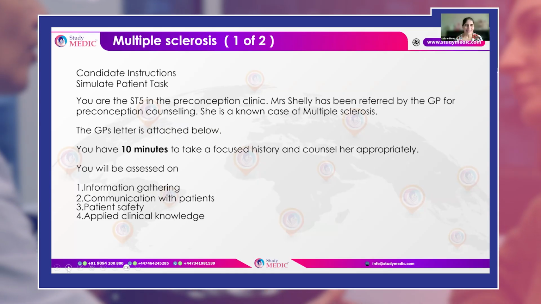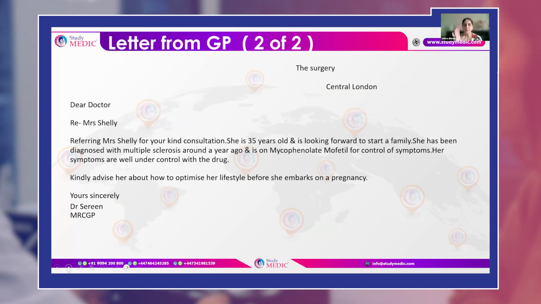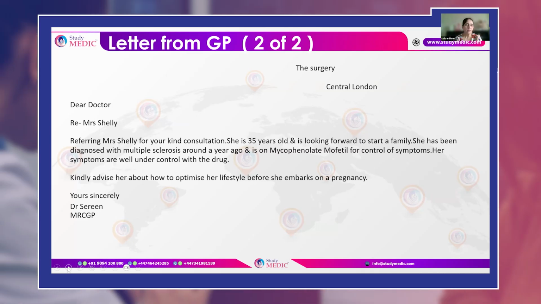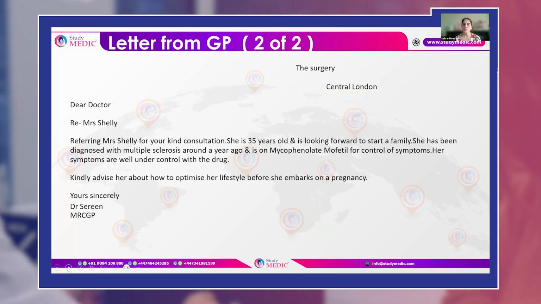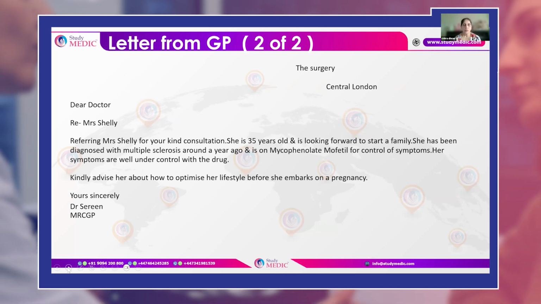Okay, before I forget, this is the letter from the GP. So there are two pages that you have in this. Normally, in maternal medicine, you would be having a lot of pages. So please go through everything very carefully. So let us begin.